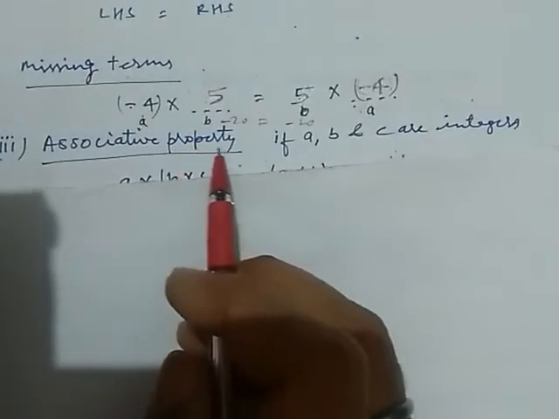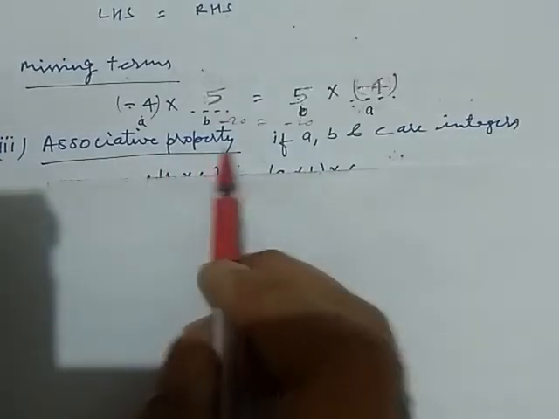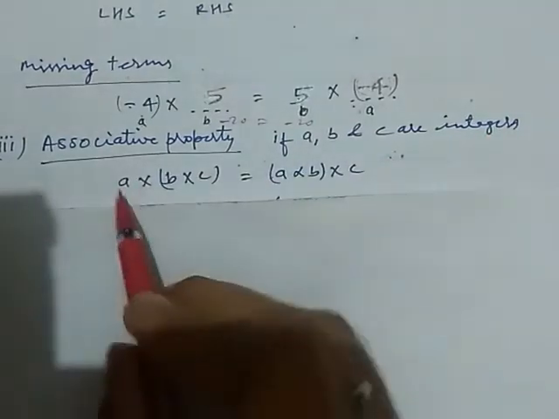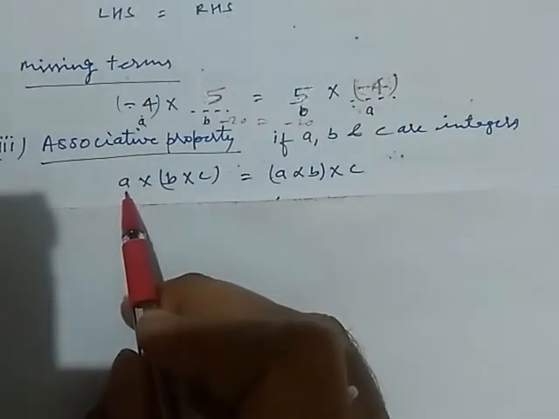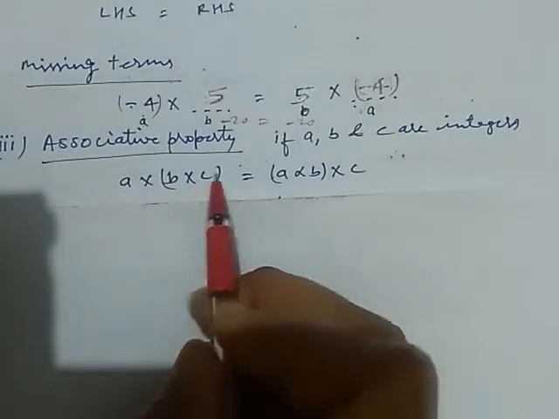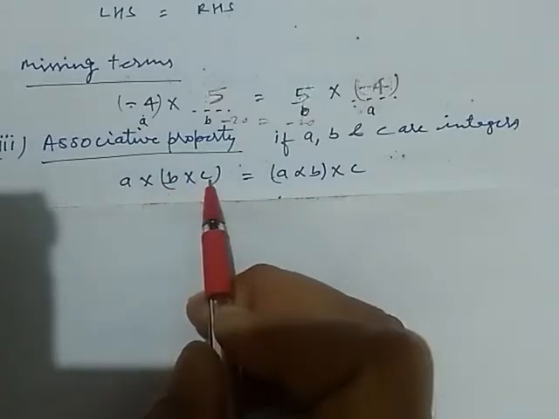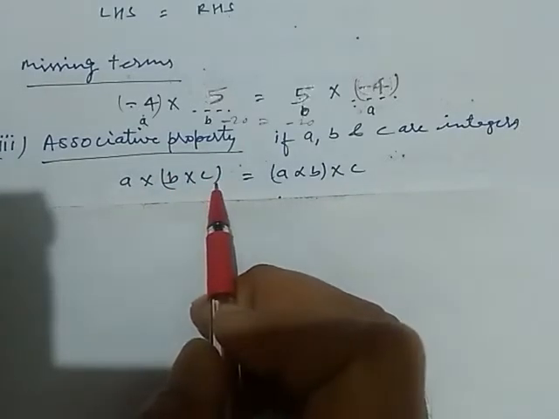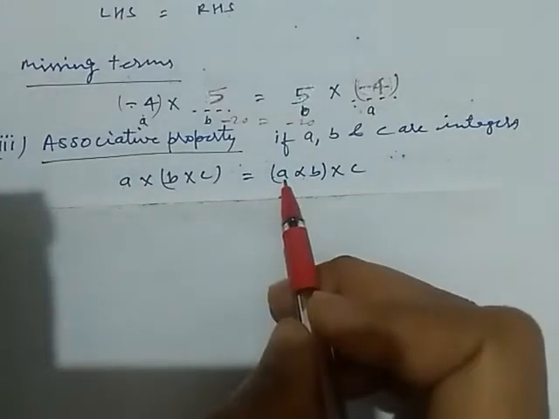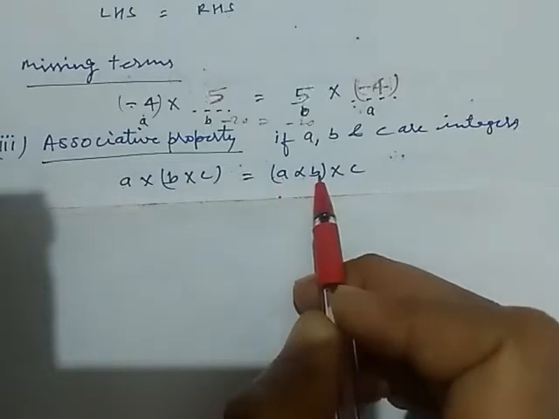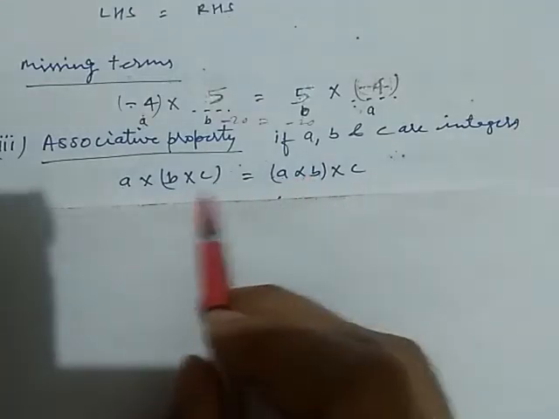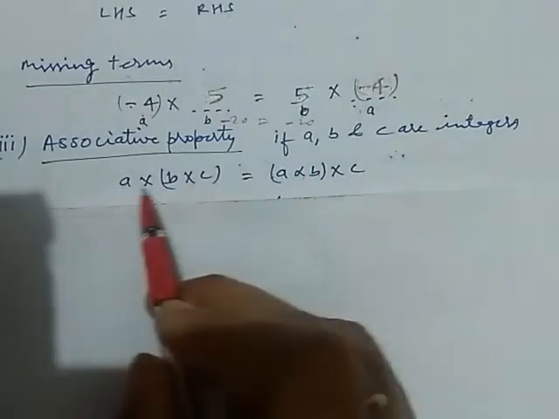Associative property. What is associative property? If A, B and C are integers and we are multiplying them, A into B into C, here we first associate B and C and then A and check the result, and here we first associate A and B then C and check the result. If both the results are the same, we can say the integers show associative property.